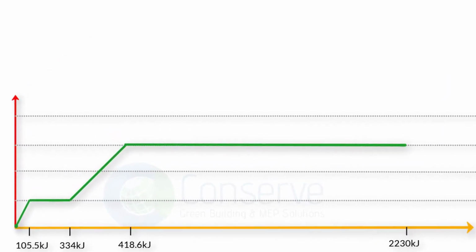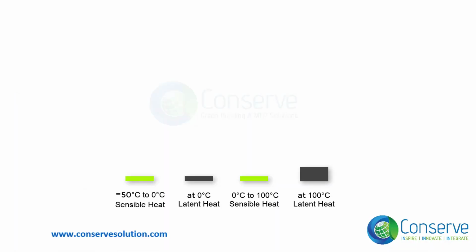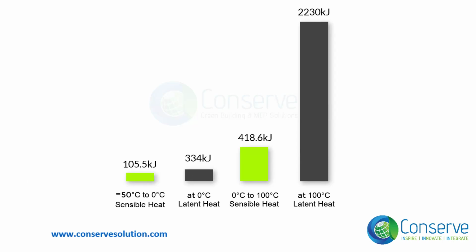To summarize, sensible heat required to increase the temperature of ice from minus 50 degrees Celsius to 0 degrees Celsius is 105 kilojoule. The latent heat required to change the phase from ice to water at 0 degrees Celsius is 334 kilojoule. The sensible heat required to increase the temperature of water from 0 degrees Celsius to 100 degrees Celsius is 418 kilojoule. And the latent heat required to change water at 100 degrees Celsius to water vapor is 2230 kilojoule. The point to note here is that the latent heat, that is the heat required to change the phase of a material, is much more than sensible heat.